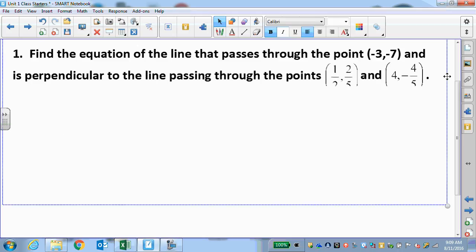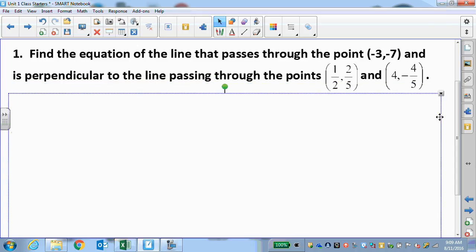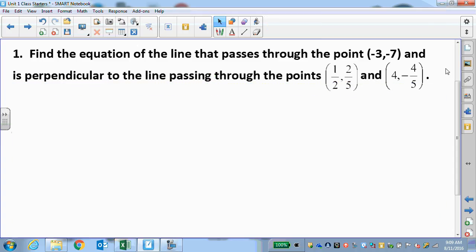Number one says find the equation of a line that passes through the given point and happens to be perpendicular to a line that goes through these 2 points. We said yesterday, perpendicular lines we know about. Slopes are opposite reciprocals. Yesterday we did an example that involved a parallel line. Parallel lines have the same slope, but lines that are perpendicular to each other have slopes that are opposite reciprocals.